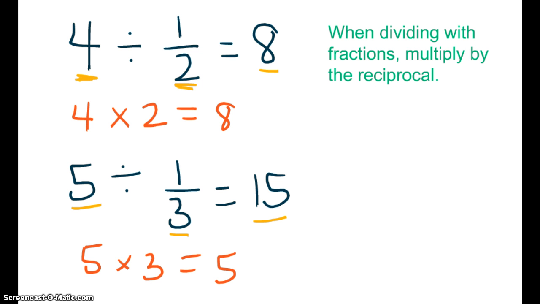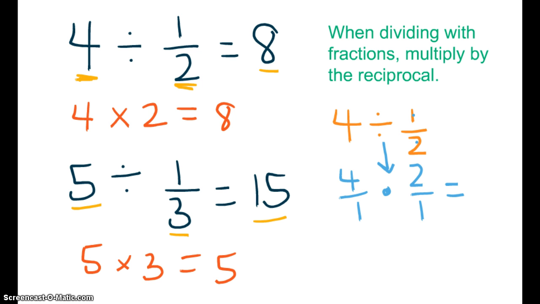So what that really means is when we have 4 divided by a half, what we're going to do is take 4, write it as a fraction, change divide to multiply, and find the reciprocal of 1/2, which is 2 over 1. The reciprocal is basically your fraction flipped. So 4 times 2 is 8. 1 times 1 is 1. So we end up with 8. So when dividing with fractions, multiply by the reciprocal.